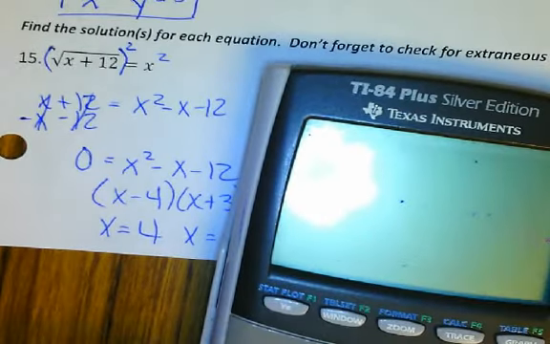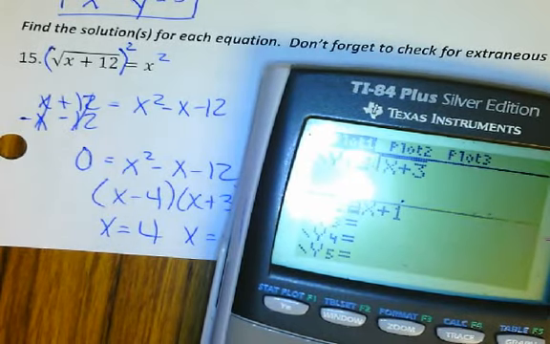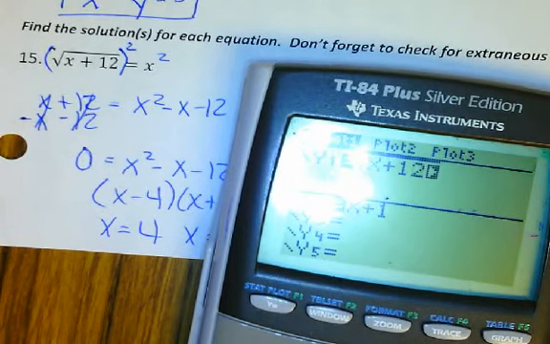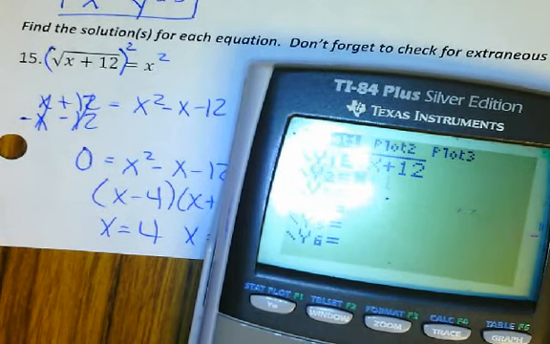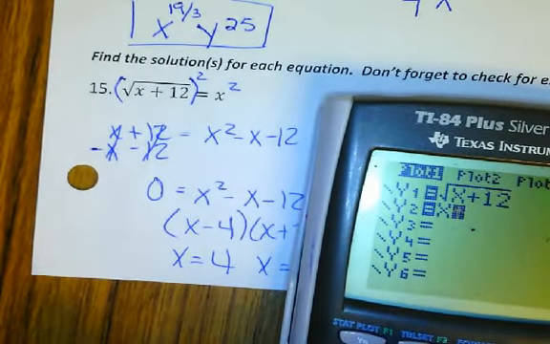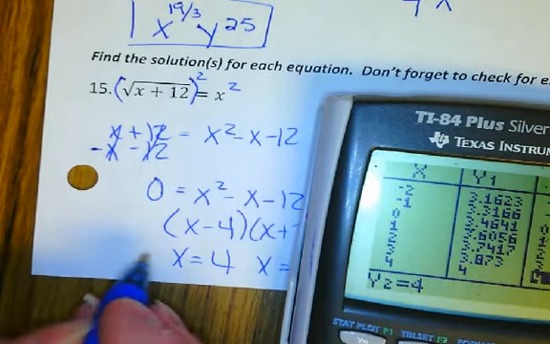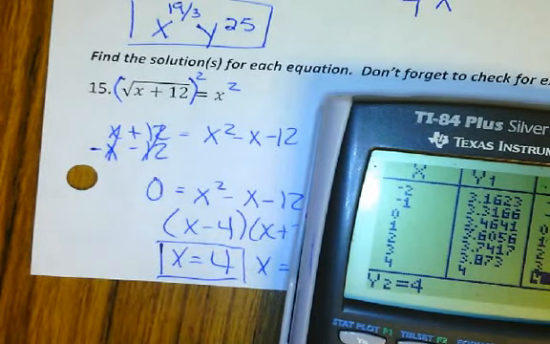Now remember, to check your answer here, you can put it in the calculator. So I'm going to go to y equals. And if I type in the square root of x plus 12, and here I just put an x. Alright. If I go to my table, I'm going to check both answers. Okay, so x equals 4. That one works because they're both the same. So this is an answer.